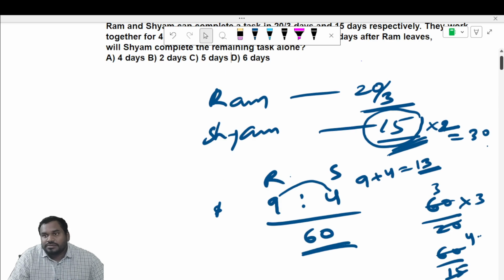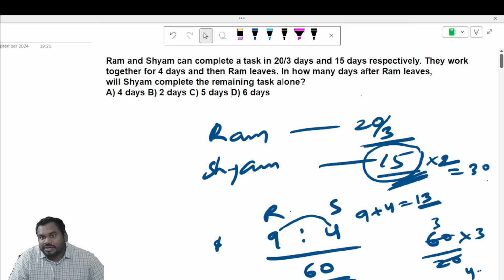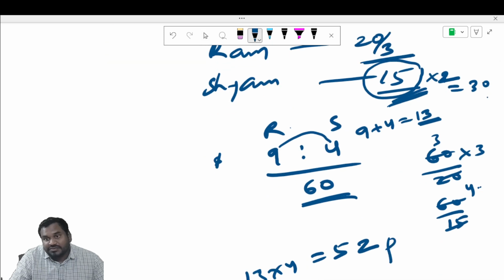So now they work together for 4 days and then Ram leaves. So once 52 parts of work is completed, Ram left. Only Sham is there and his efficiency is 4. In how many days after Ram leaves will Sham complete the remaining task alone? What is Sham's efficiency? 4.